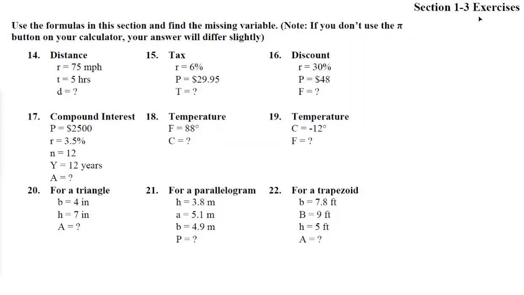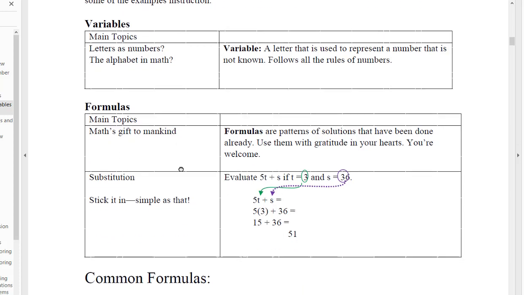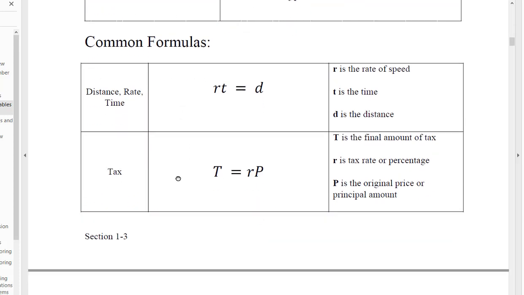Here we are in section 1.3 with the solutions to numbers 14 through 22. Notice here it says use the formulas in this section. We are in section 1-3, so we're going to head over to the textbook, and here's section 1-3, all the variables and formulas. Now, we did substitution. Here are the common formulas.